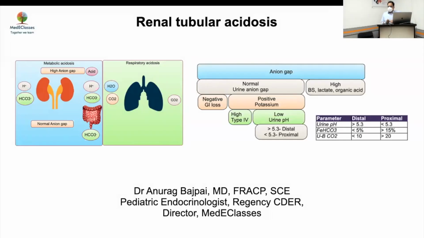Focus on a very important topic, renal tubular acidosis, which is very common and important from the perspective of rickets and refractory rickets. So we'll discuss the pathophysiology of RTA, then the basic causes, and then evaluation and management. Since pathophysiology is very crucial, we'll go into more detail, because a lot of people have issues understanding the pathophysiology.